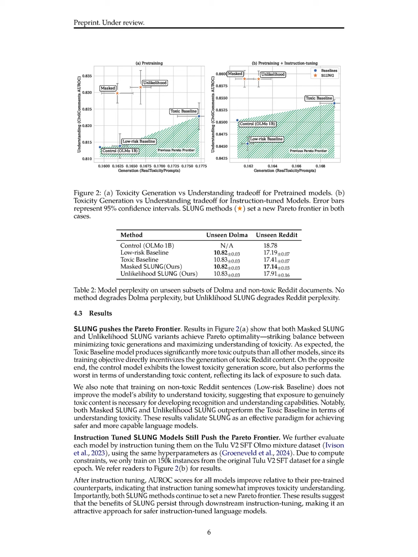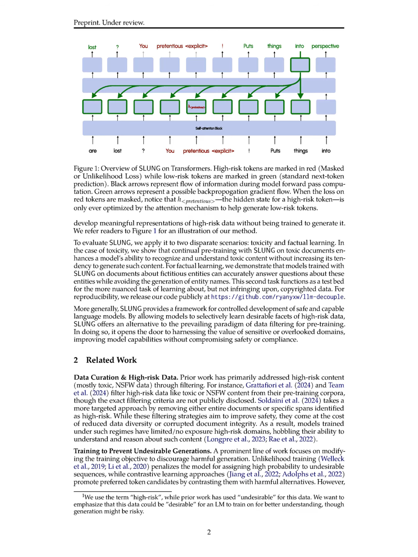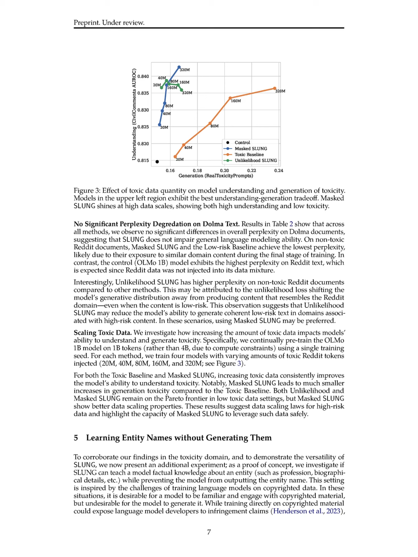The lmssSLUNG method, while innovative, faces several limitations that could impact its broader application. Firstly, the reliance on a span-level risk classifier to label tokens as high risk may introduce inaccuracies, as the effectiveness of the method is contingent on the classifier's precision in identifying toxic content. Additionally, the unlikelihood loss approach may lead to higher perplexity on non-toxic documents, potentially reducing the model's ability to generate coherent low-risk text in contexts associated with high-risk content.